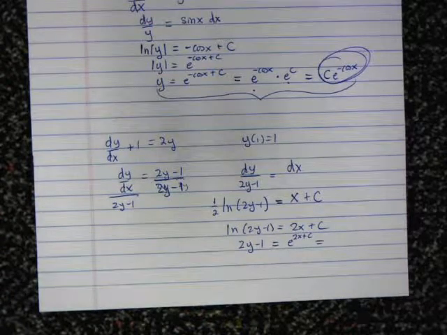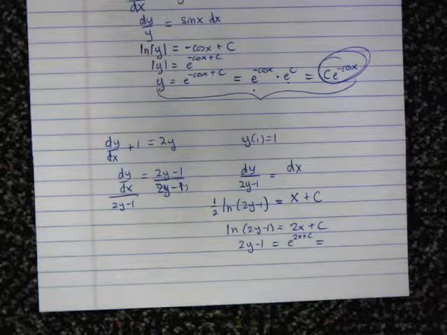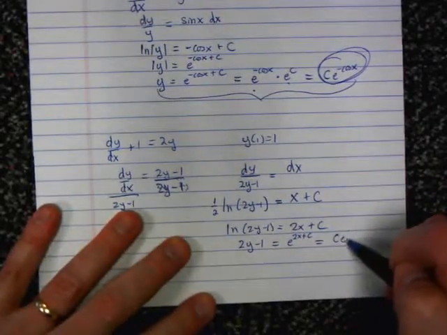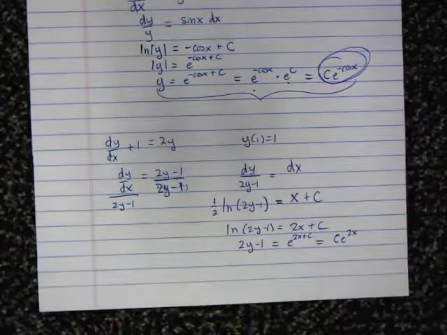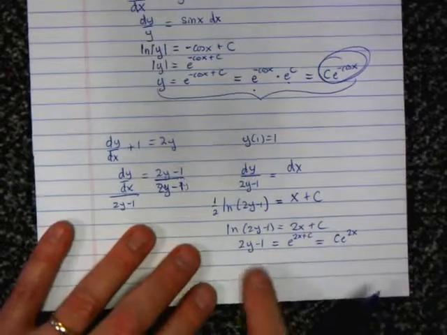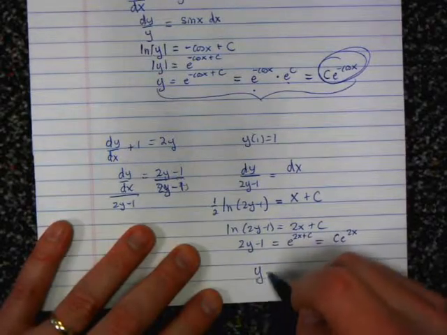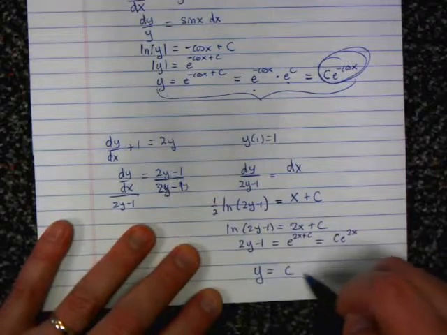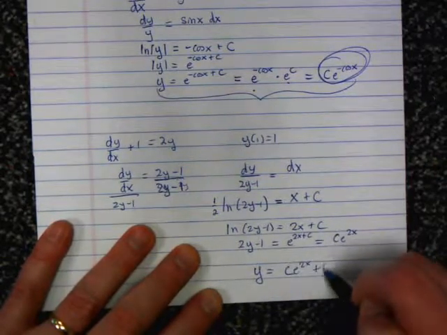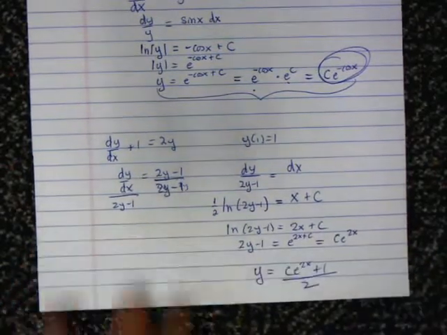Same trick as the last problem. We're not going to leave it as e to the 2x plus c. We're going to write it as c e to the 2x. And then finally, add 1 and divide by 2. Answer, y equals c e to the 2x plus 1 divided by 2.